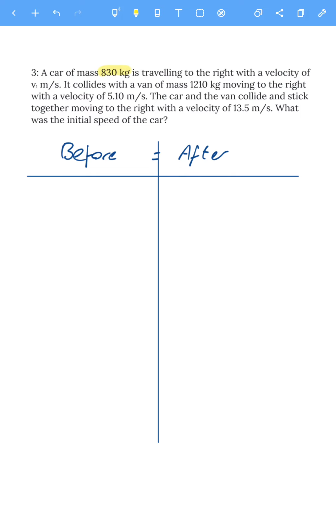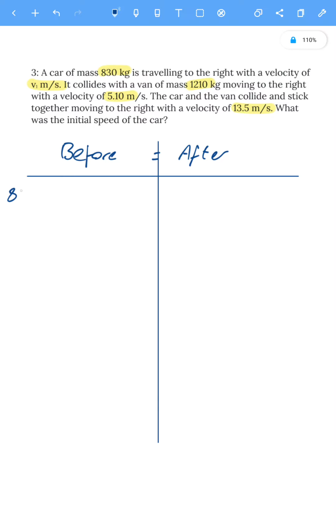So we've got a car with a mass of 830 kilograms, moving to the right with an unknown velocity v1. And it collides with a van of mass 1,210, moving to the right. So this time it's moving in the same direction, 5.1 meters per second. The car and van collide and stick together, and they still move to the right, obviously, with a velocity of 13.5. What is the initial speed of the car? Pretty fast by the sound of things. So anyway, let's do conservation of linear momentum. So the momentum of the car would be mass times velocity.